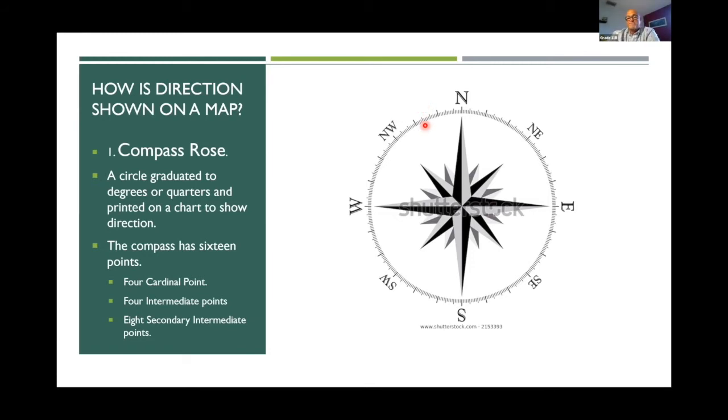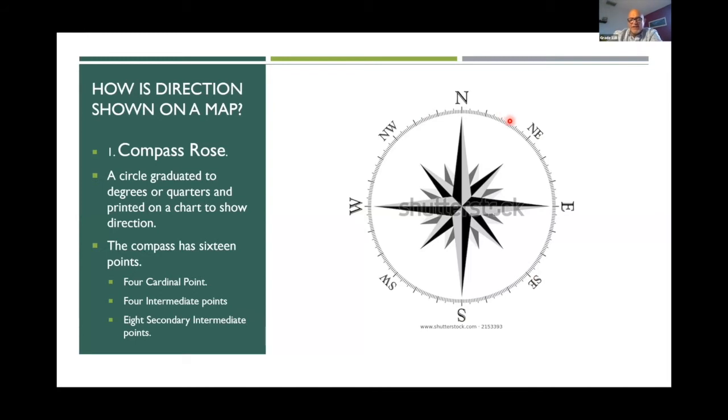I want to point out something here. Notice that we always start with north or south, then east or west. In other words, this point here is never going to be called east north, because we name north first. This point here is never going to be called east south. And I've seen students do it. South is mentioned first. And I'm going to have a little mnemonic for you to learn so that you can remember the order in which we give our compass directions. This point here is southwest. South is given first. And this point here is northwest. North is given first.